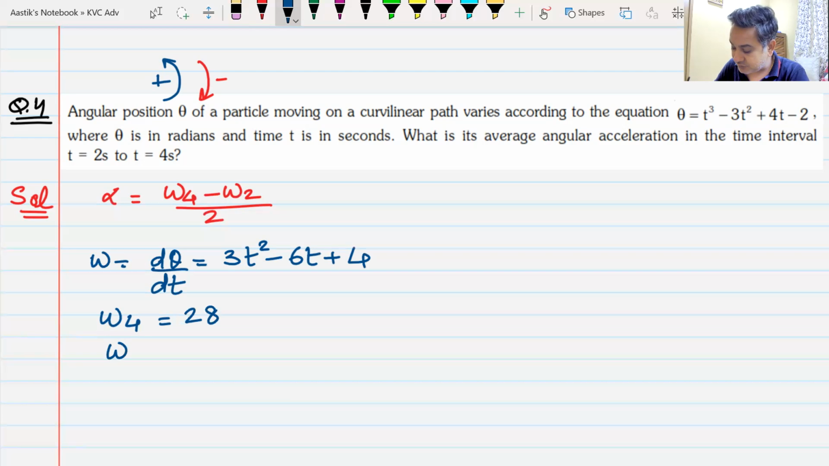I'm not writing the unit. What is omega at 2 seconds coming? 4, sir. Just put the values, get the answer, and stay happy. Do we understand this, or has this gone above our head?